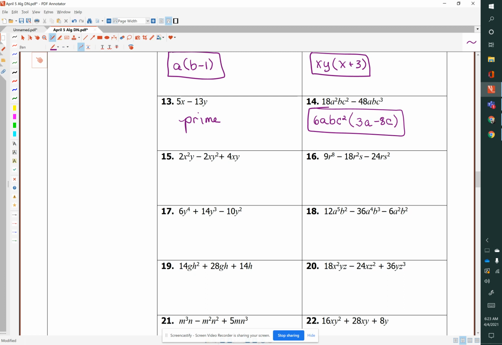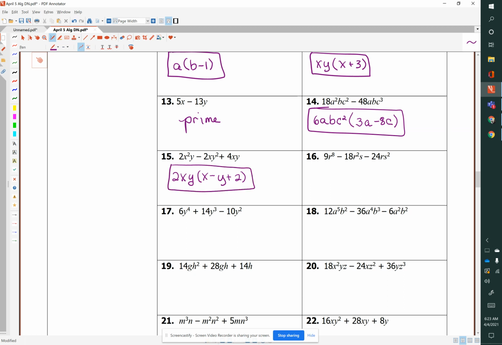Number 15, 2x squared y minus 2xy squared plus 4xy. We can take a 2, an x, and a y out of there, which would leave us with, in the first term of this trinomial, x minus y plus 2, because xy was factored out.